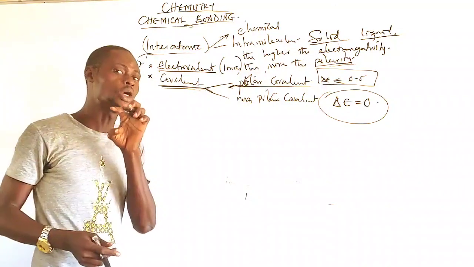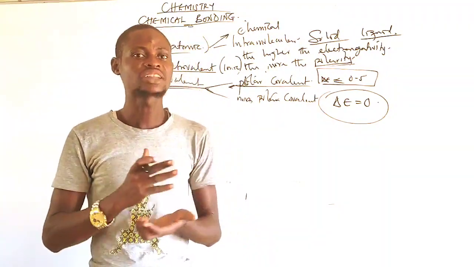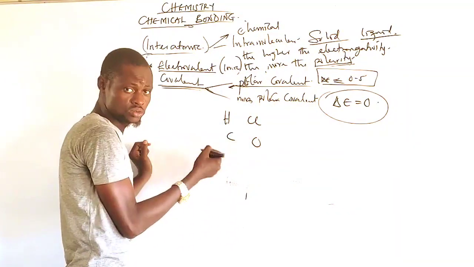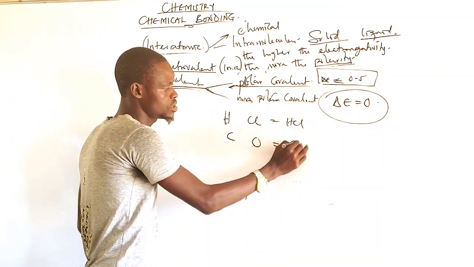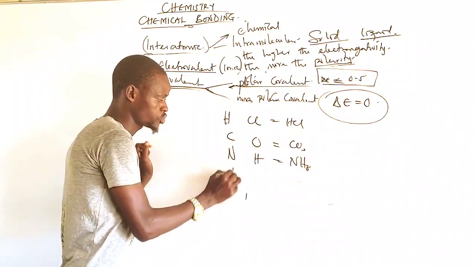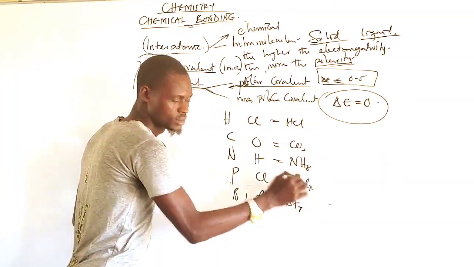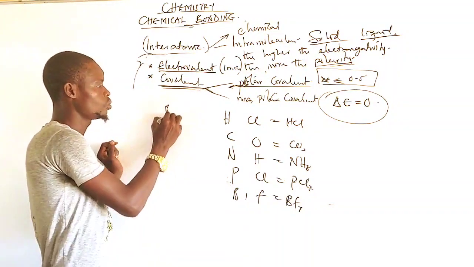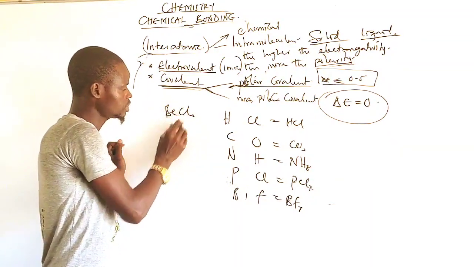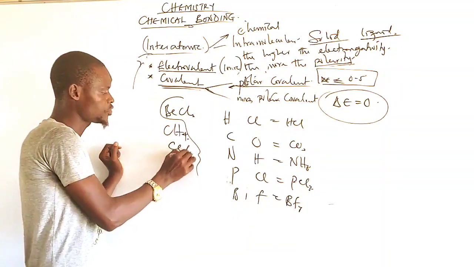Polar covalent bond is a bond that exists between atoms of different kind. Like hydrogen with chlorine to form HCl, carbon with oxygen to form CO2, or nitrogen with hydrogen to form NH3. Phosphorus with chlorine to form PCl3. Boron with fluorine to form boron fluoride. Beryllium with chlorine to form beryllium chloride. Are you getting this?